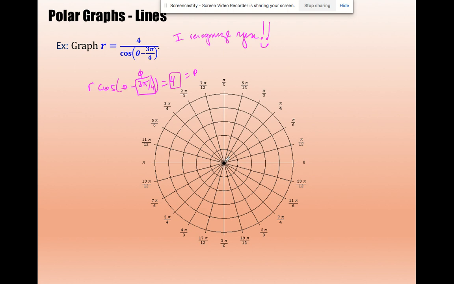So I want to go out. 3 pi over 4 is in quadrant 2. Here it is. Radiate out 1, 2, 3, 4. p is equal to 4. And the angle again with the positive x-axis. And you want to draw your line through there.